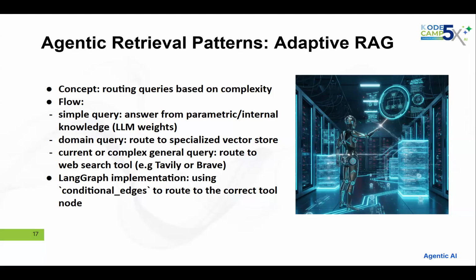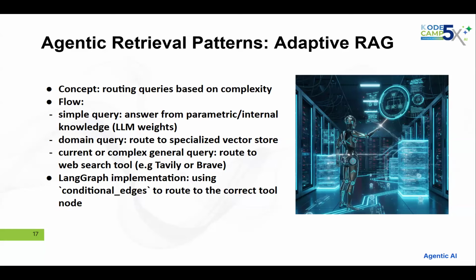If it's a query that is based on a specific domain, then the agent will try to retrieve from a specialized vector store that is specific to that domain. It's a vector store that has information that specifically covers that domain. That helps to ensure that the context is augmented with more relevant information.